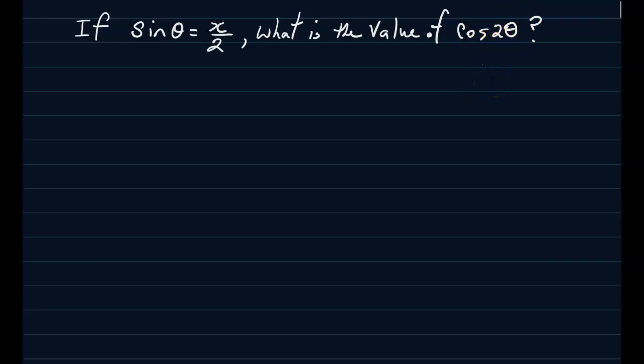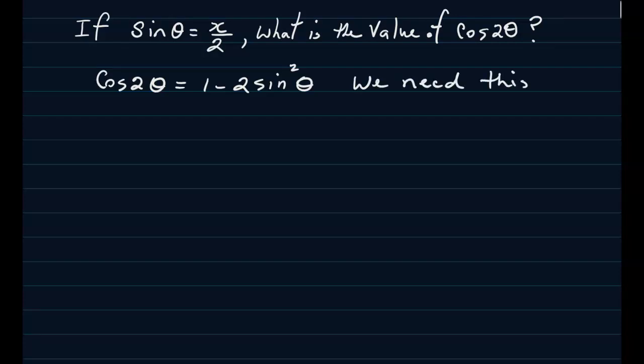So the first thing we're going to do is change that using the Pythagorean identity. So remember that cos of 2 theta is 1 minus 2 sine squared theta. So we need this. Without this, we will not be able to solve this problem. So make sure that you know what this is, okay? And you can look at the proof of it as well in the trigonometric section.